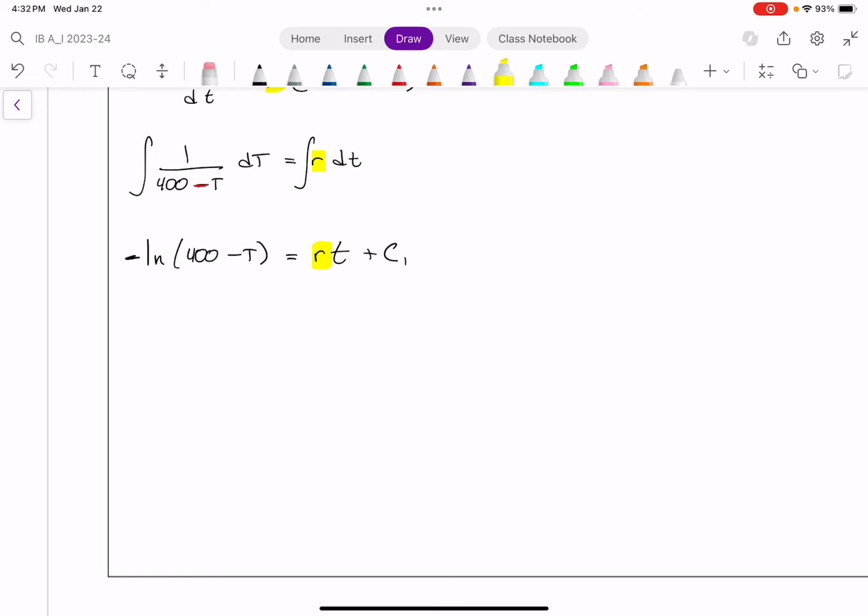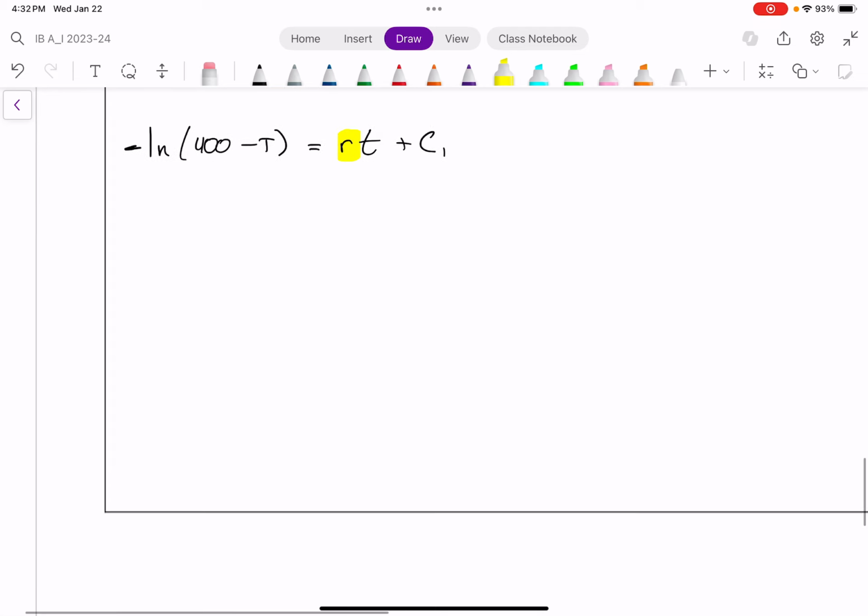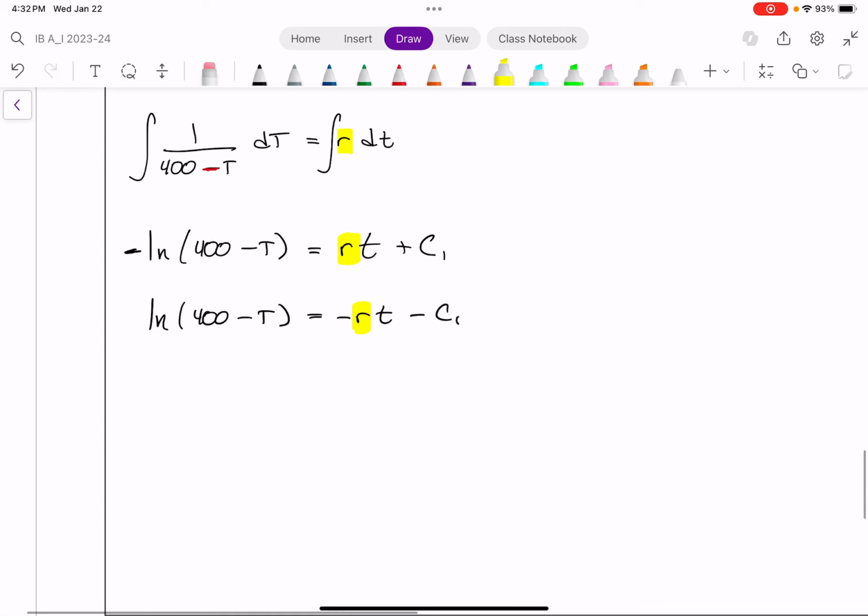All right, I want to solve for big T, which again is the temperature of the hamburger. I don't like that negative in front of the natural logarithm, so I'm going to multiply everything by -1. So I now just have the natural logarithm of 400 minus T. Over here I have minus Rt minus C1. Although I don't need to get too hung up on the fact that the constant is being subtracted, the constant itself could be a negative number. As well, with a natural logarithm, I don't need to worry about absolute value.